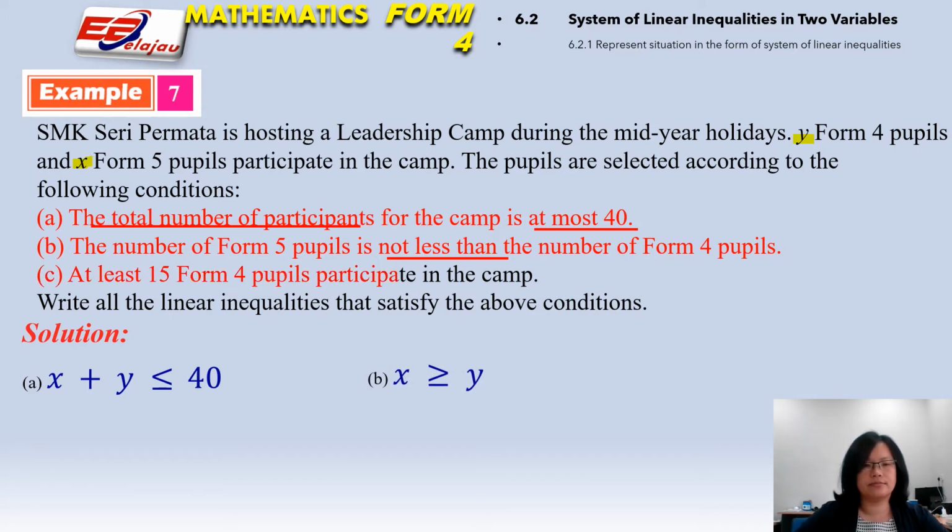Condition C. At least 15 Form 4 pupils participate in the camp. Form 4 pupils is represented by y. At least 15 means y is always greater than or equal to 15. This is the answer.